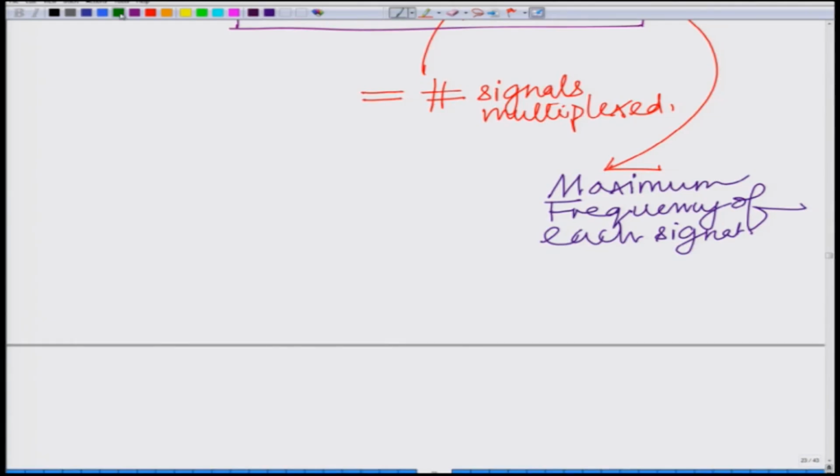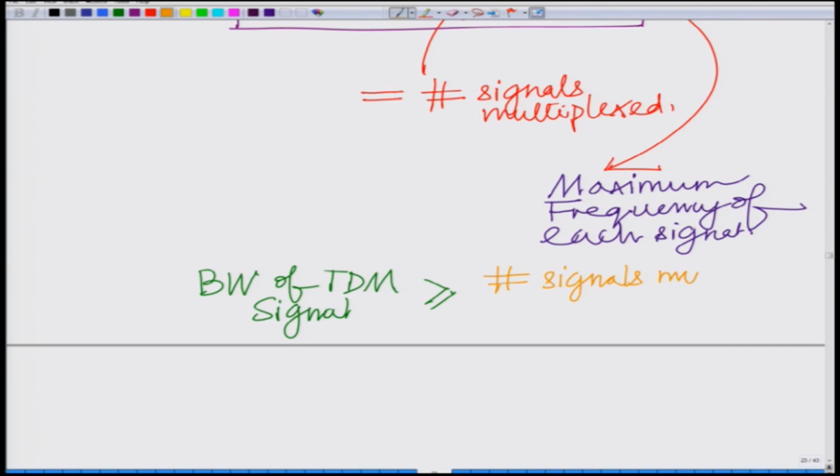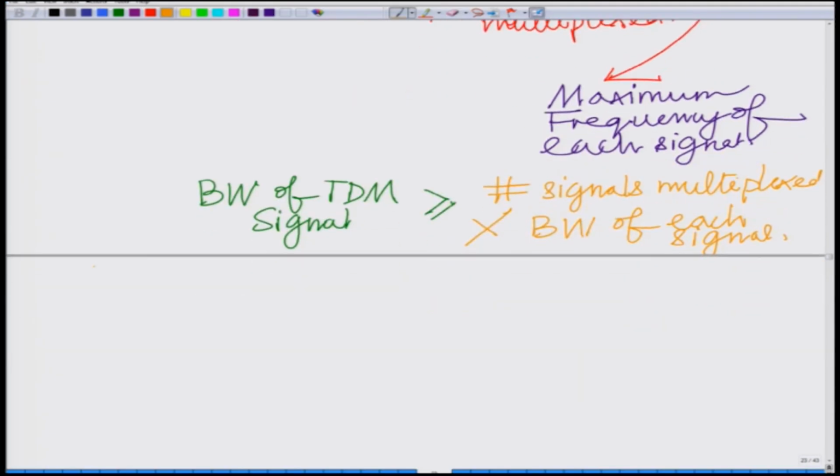So, basically the bandwidth of TDM signal is greater than or equal to the number of signals multiplexed, the product of the number of signals multiplexed times the maximum frequency, or you can say the bandwidth of each signal. So, that is the relation that we have for the bandwidth of a TDM signal.